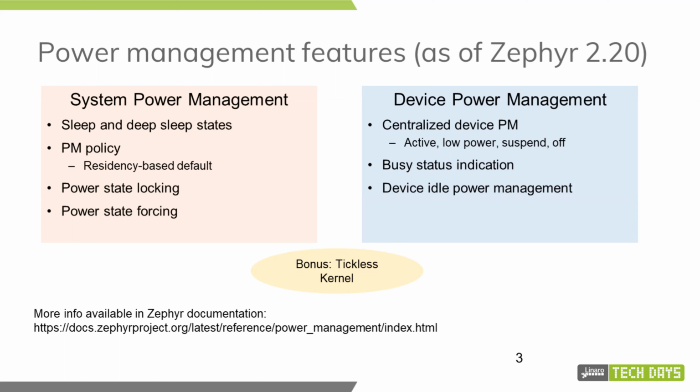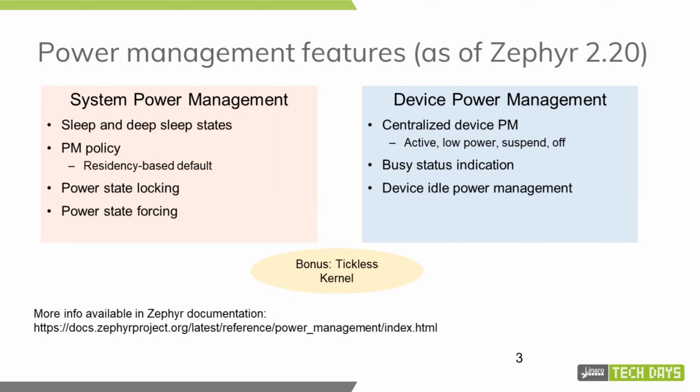Under system power management, the focus there is to define sleep and deep sleep states that can be entered when the CPU is idle. And how the system decides which state to go into is via a power management policy function that is residency-based, meaning that it would pick the state that has the highest latency that would match up with the amount of time till the next system deadline. The idea there is that by picking the high latency state, we're in the deepest sleep state, which means we save the most power.